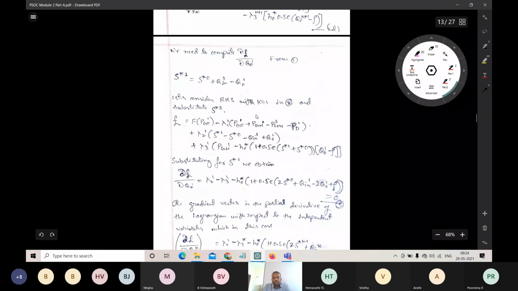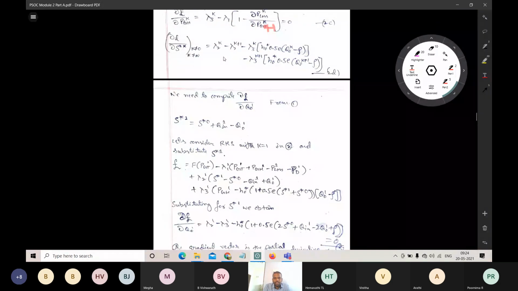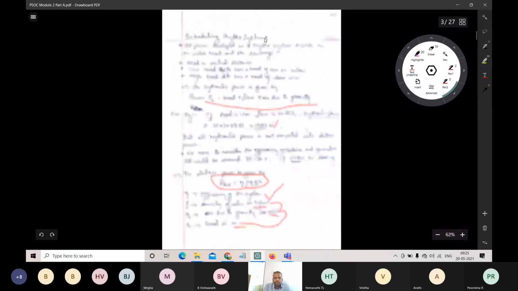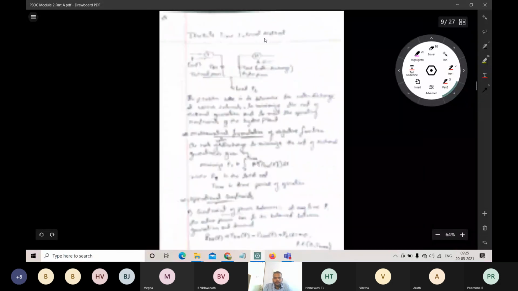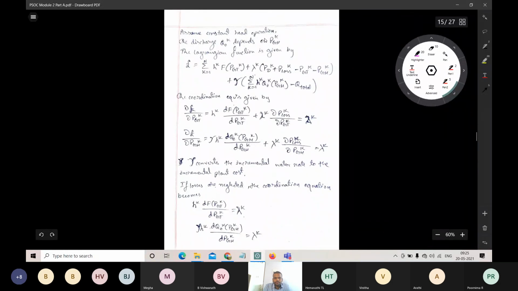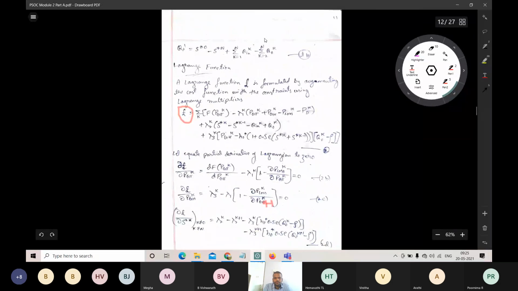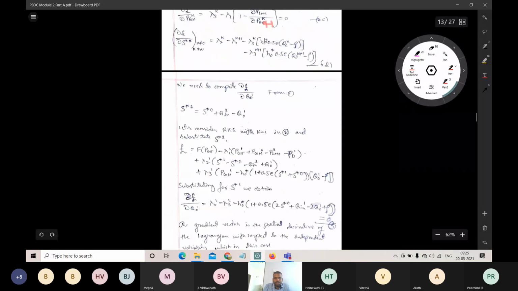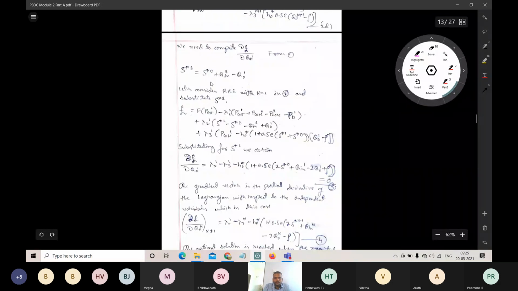And here just consider the RHS with k in equation 2 and substitute in S star k. What does that mean? Here in this equation, just substitute k equals 1, and substitute the S star equation.